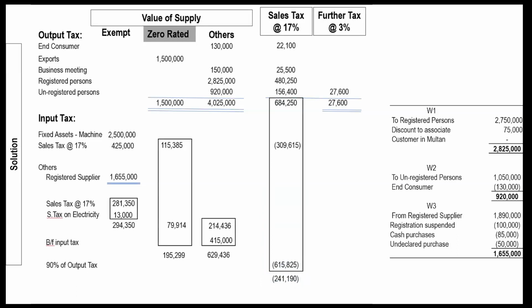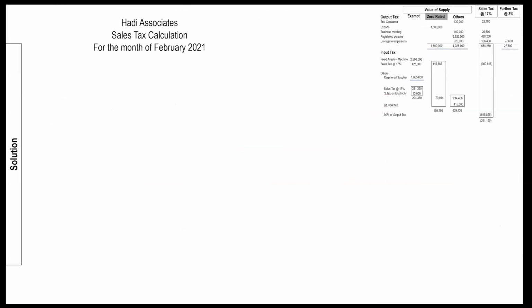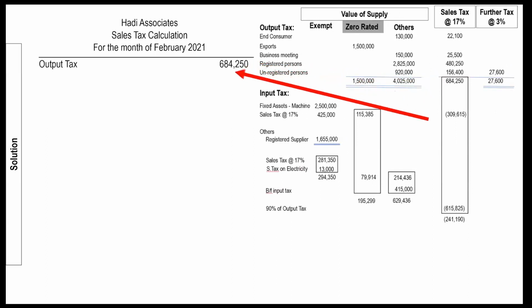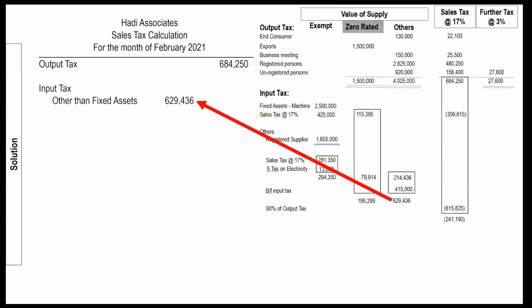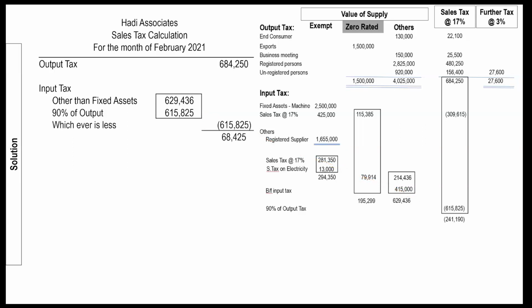But we have to present it in an organized form now. Let's do the cosmetic work. Mention heading stating name and tax period. Mention output tax. Mention input tax other than fixed assets. Mention 90% of output tax. Mention lesser amount and deduct it from output tax. Deduct input tax on fixed assets.